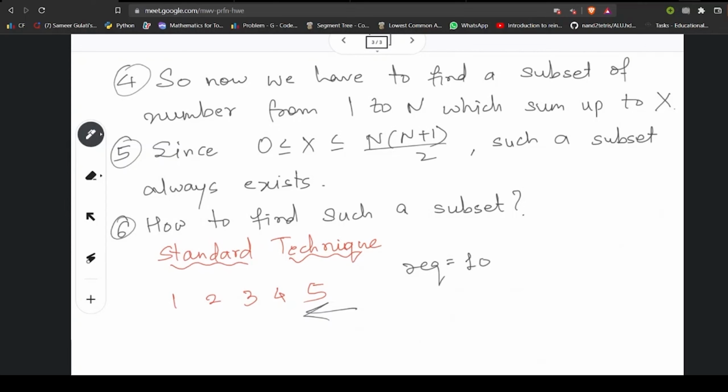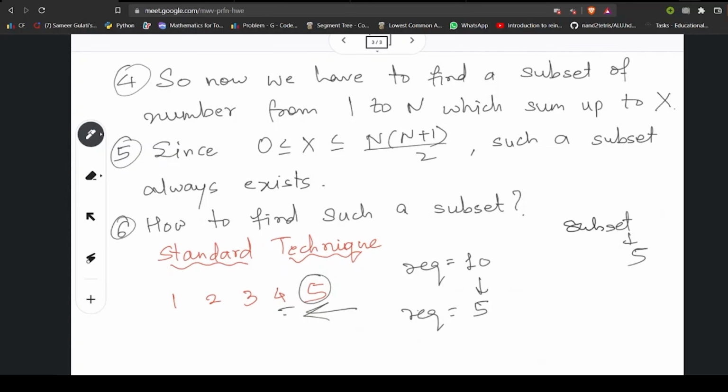So for example, we have 5 here, it is lesser than the required sum of 10. So we just grab this element. After we take it, the new required sum would be 10 minus 5, that is equal to 5. And our current subset would be 5.